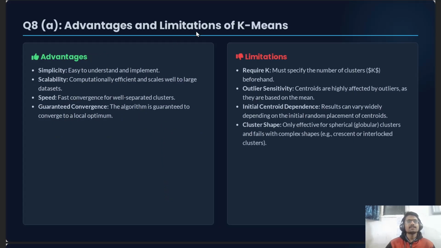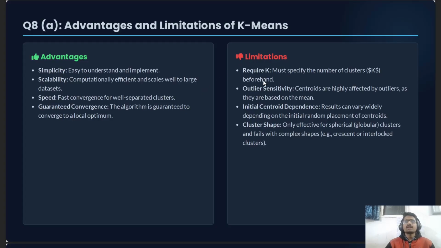The advantages and limitations of k-means. Advantages: simplicity, easy to understand and implement; scalability, computationally efficient and scales well to large datasets; speed, fast convergence for well separated clusters; guaranteed convergence. The algorithm is guaranteed to converge to a local optimum.